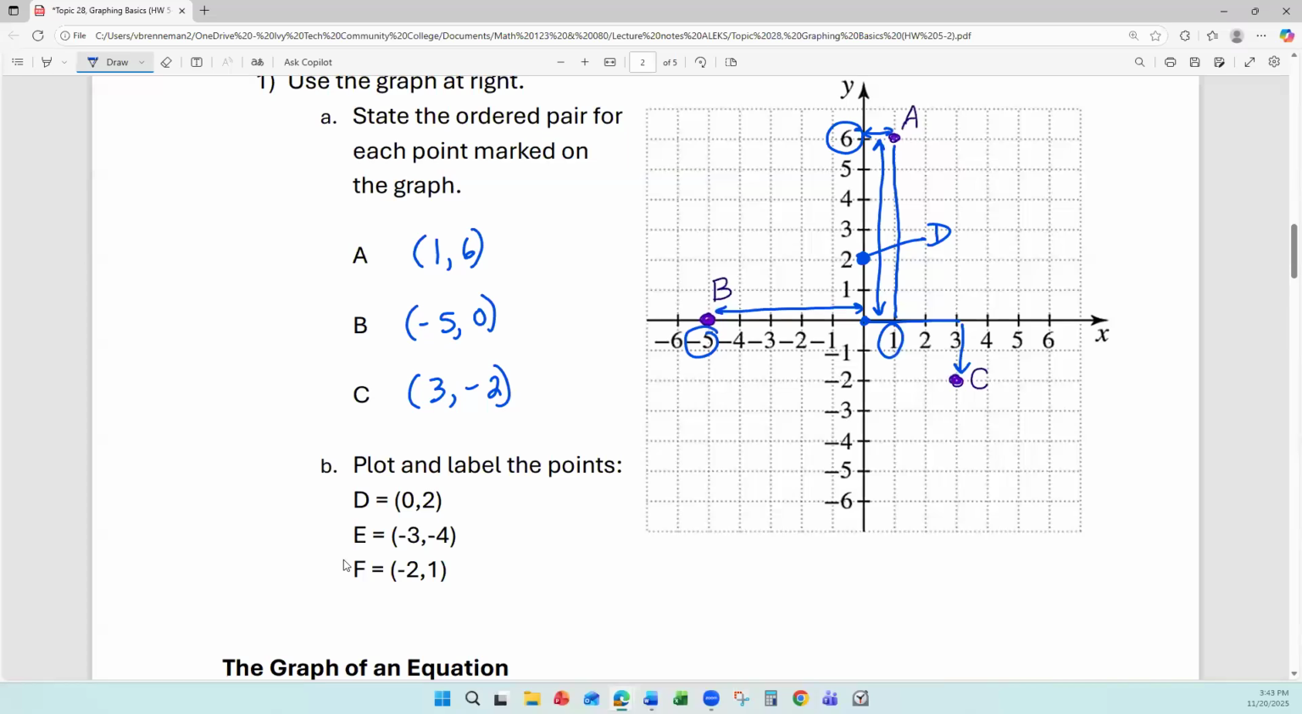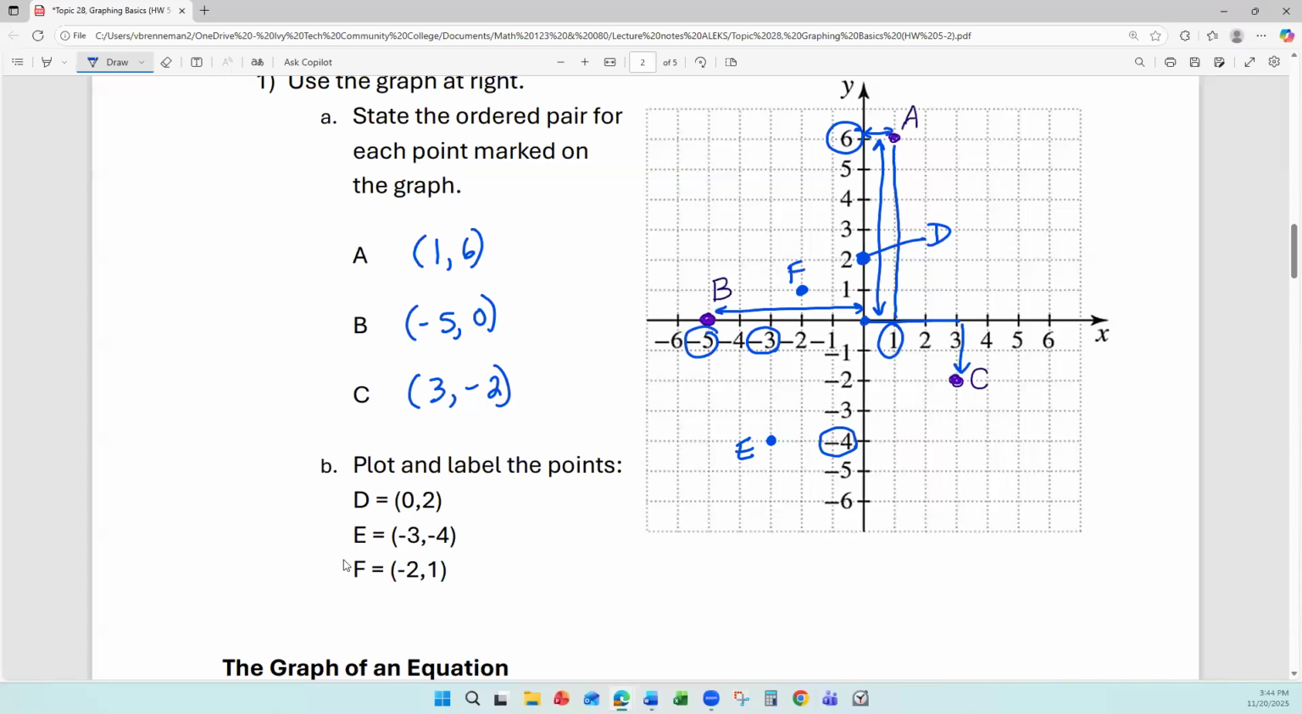E, (-3, -4). So we're going from the origin horizontally -3, so we're lining up with -3 on the x-axis, and then vertically -4, so we're lining up with -4 on the y-axis, and where those intersect is here. So that's point E. And then F, (-2, 1), from the origin to the -2, 2 to the left, and +1, up 1.